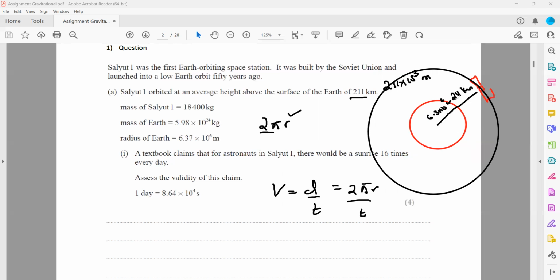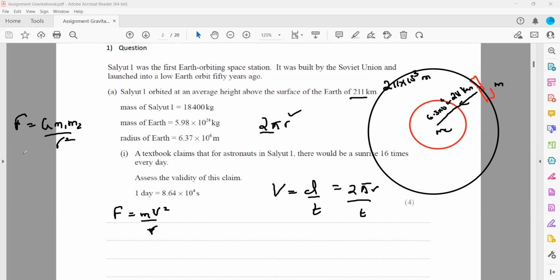When this object is moving in a circular path, the centripetal force is there. That centripetal force is equal to m v squared over r. That is the centripetal force which the object experiences. And because this centripetal force is equal to gravitational force, and when two objects have a gravitational force, the formula is G m1 m2 over r squared, the mass of the Earth and the mass of the satellite divided by r squared.